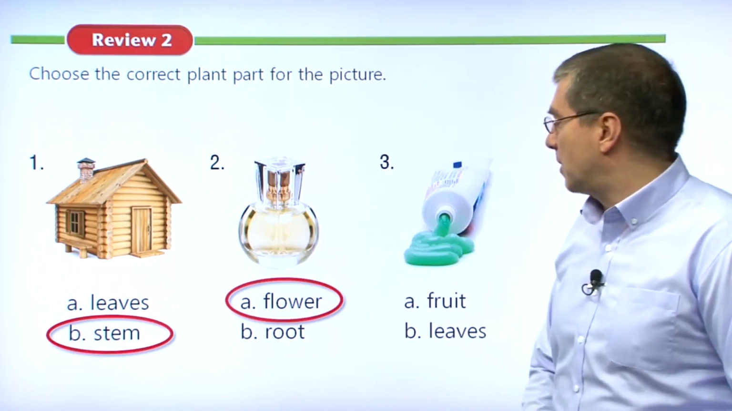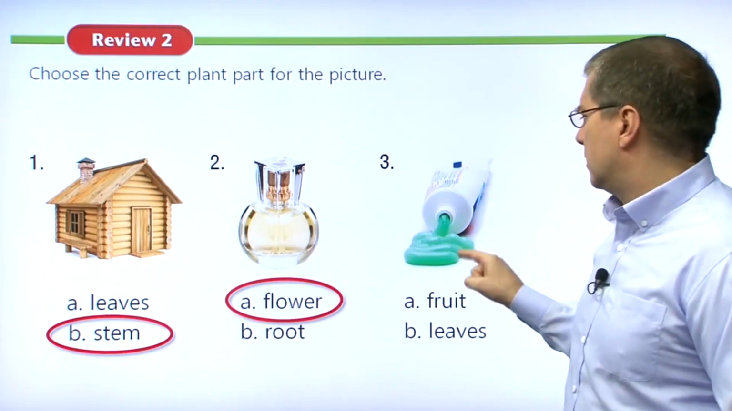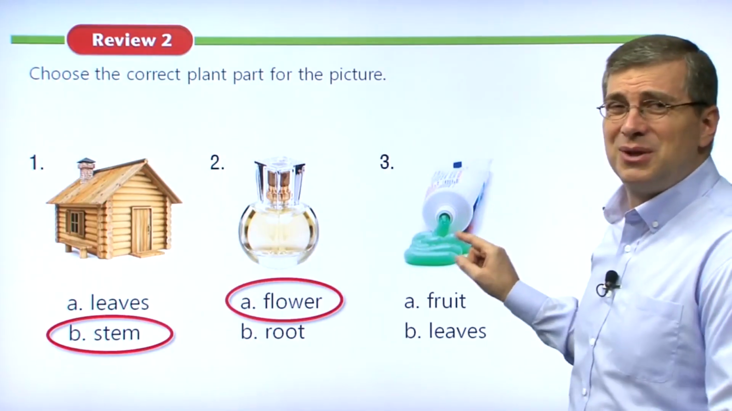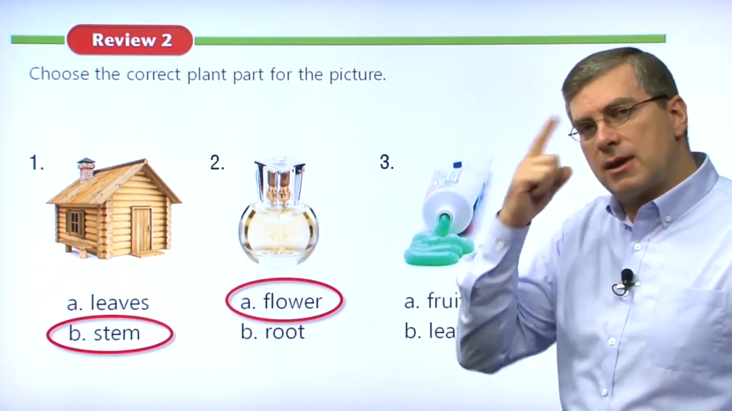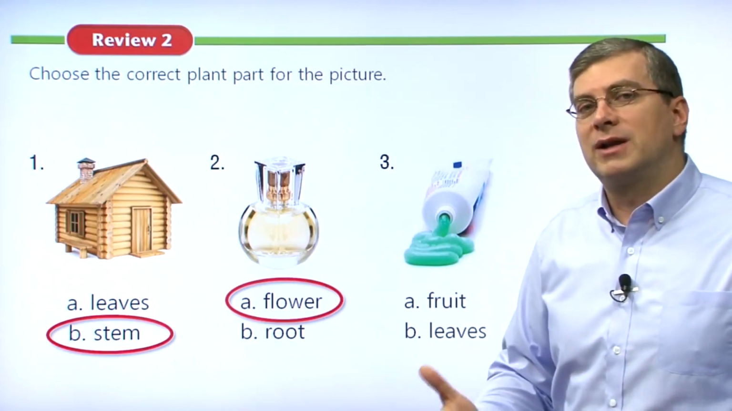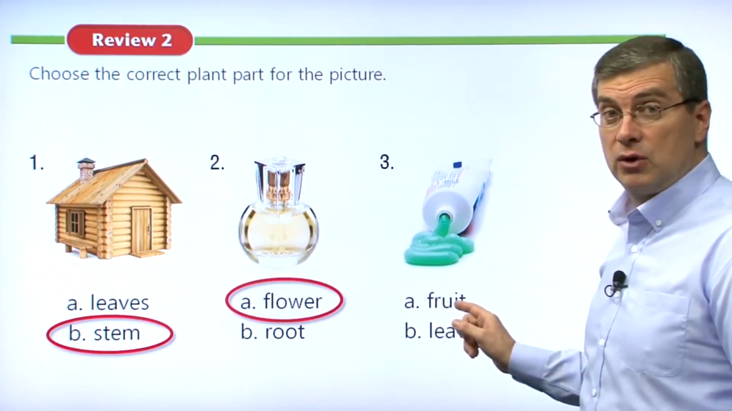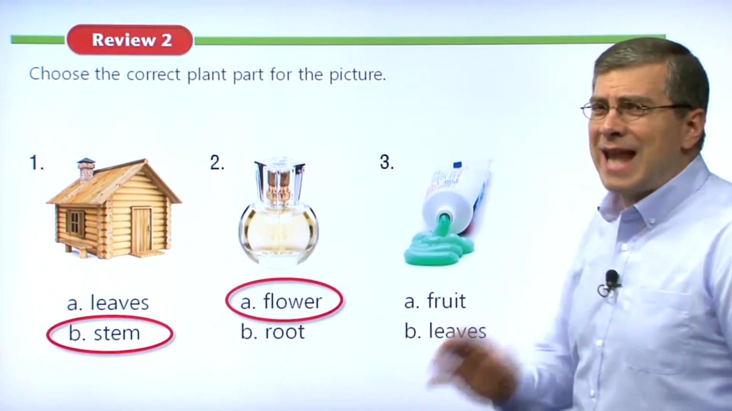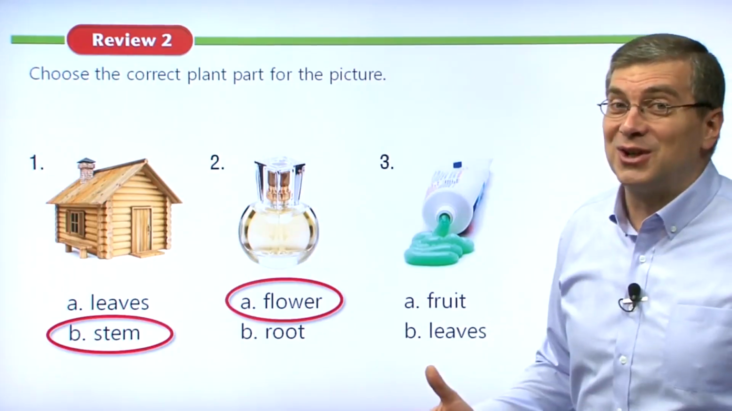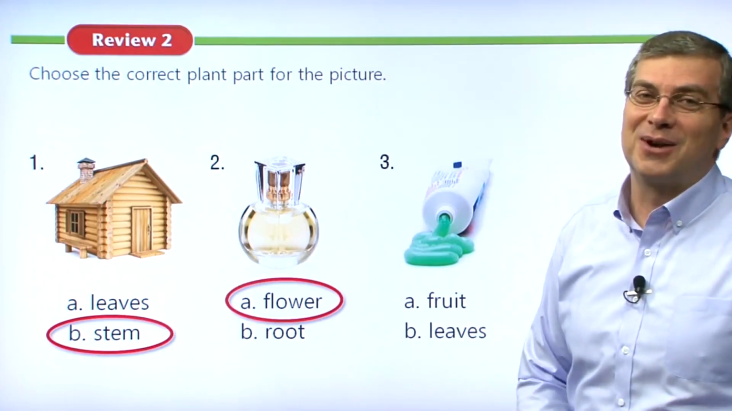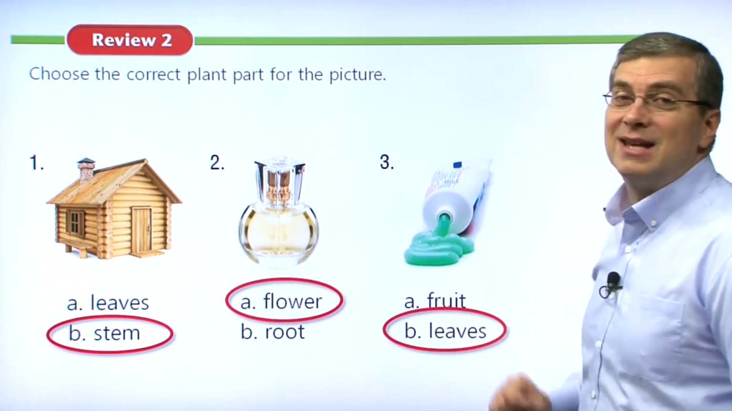Okay, finally over here, number 3, right? What is this a picture of? This looks like toothpaste. Although it looks like they're wasting the toothpaste. Don't do this, right? You just put a little bit of toothpaste on your toothbrush. When you brush your teeth, think about this. What part of the plant is used to make toothpaste? Is it A, fruit, or B, leaves? Now, I know what you're thinking. You're thinking, fruit, because that would taste good, right? But I'm sorry, it's not the fruit. The part of the plant that we use to make toothpaste are the leaves.